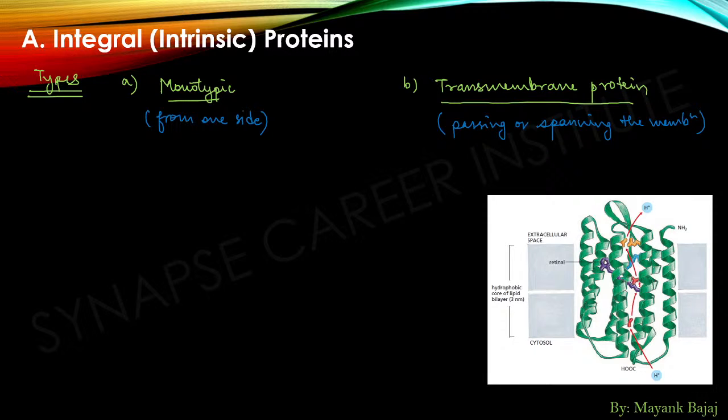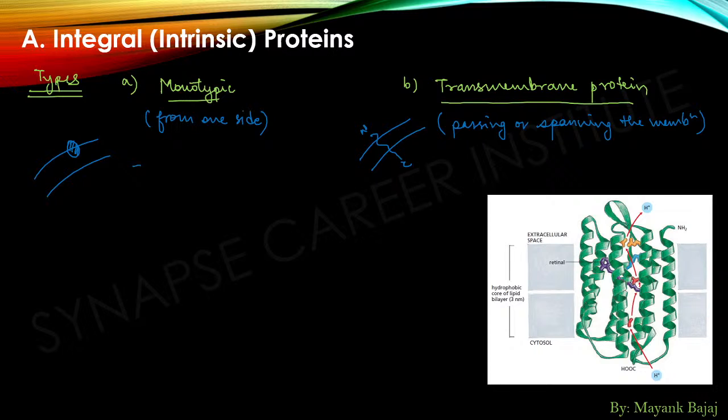Right? They're passing or spanning the membrane. So if I draw the diagram, a small basic one, this will be the monotopic protein because it is spanning only one side of the membrane. Whereas what will be the transmembrane protein? Transmembrane protein would be this, which has N terminal outside and C terminal again inside. So they are spanning both the membranes. So monotopic proteins and transmembrane proteins, right?